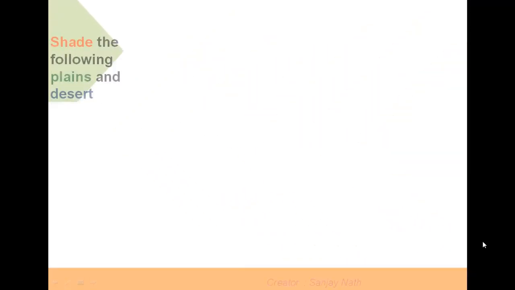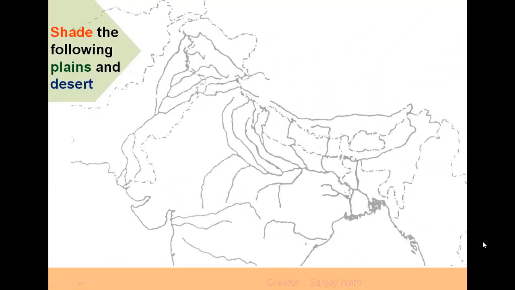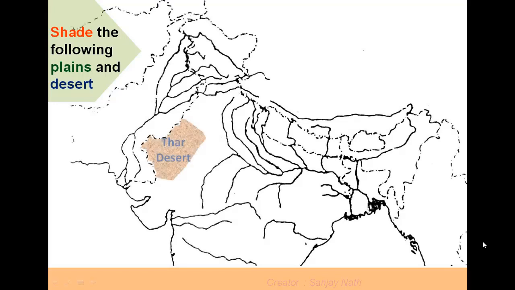Now we'll mark the deserts and plains of India. As you can see on the map of India, Thar Desert. It extends from the Satluj River in the north and spans along the Aravalli Range in the east. It reaches towards Gujarat near Rann of Kutch, the southwestern part.